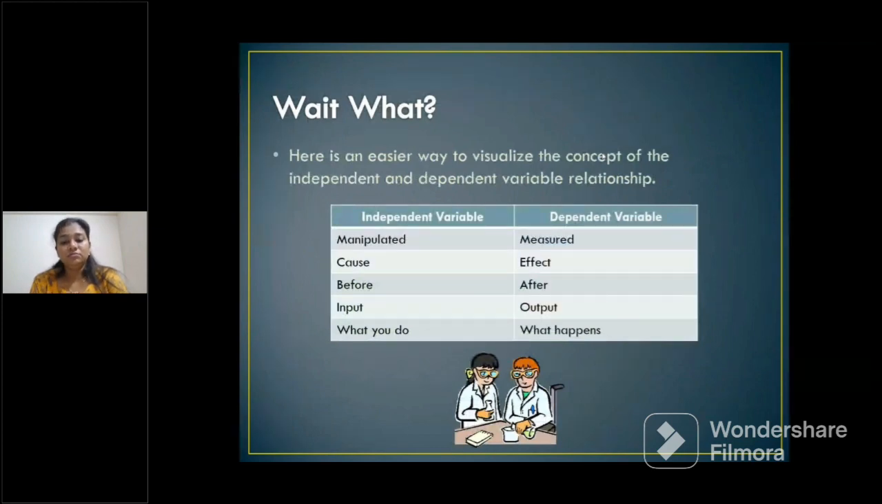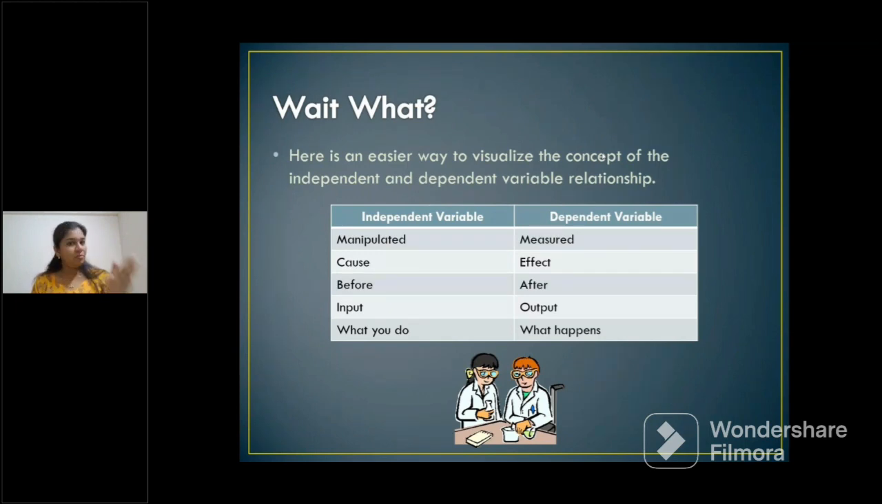This is just a chart which shows the features of both the variables, independent variable and dependent variable. Independent variable can be manipulated, it can be changed as per convenience. Dependent variable has to be measured, so there is precision. Independent variable focuses on the cause. Why is it existing? It is normally present from the start, so that's the reason it is written before. Independent variable, since the experimenter, the person who's doing research, is already aware of it, is focusing on input. It focuses on what you do.